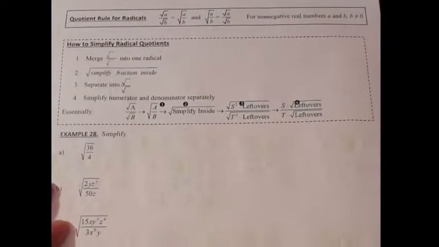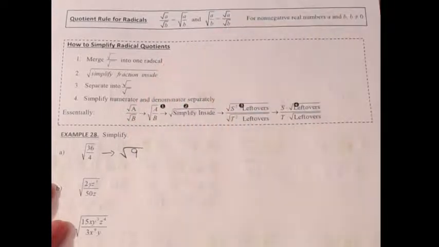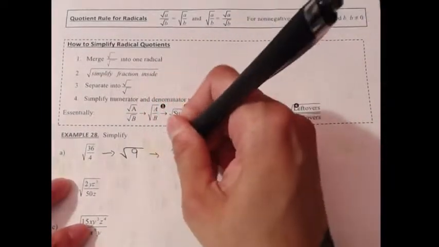So let's start with part A. We have square root of 36 over 4. Immediately, I want you to recognize that 36 divided by 4 is simply 9. So the first thing we do is divide what's underneath the radical. That leaves us with square root of 9, and we could say, oh yeah, that's no big deal. That's just 3.